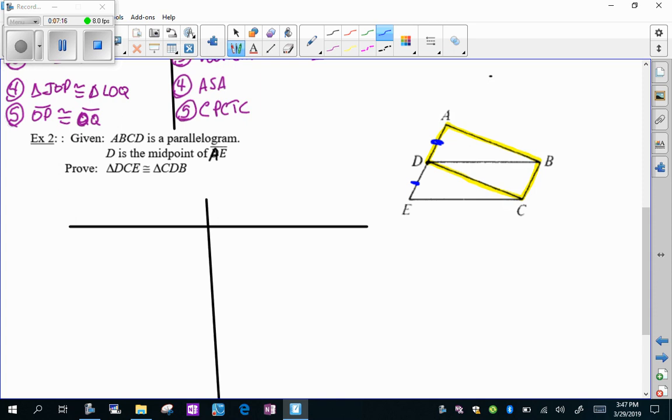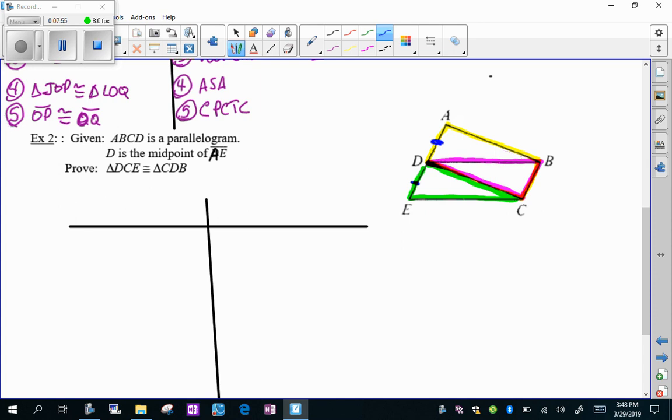Now it says prove that triangle DCE, I need to mark that. Where is that triangle? All right, so DCE is congruent to CDB. Messy with the colors, but I really love it. I really think it brings out what we're looking to do here. And it also should bring out a couple things you should see right away that we're going to need in our proof.